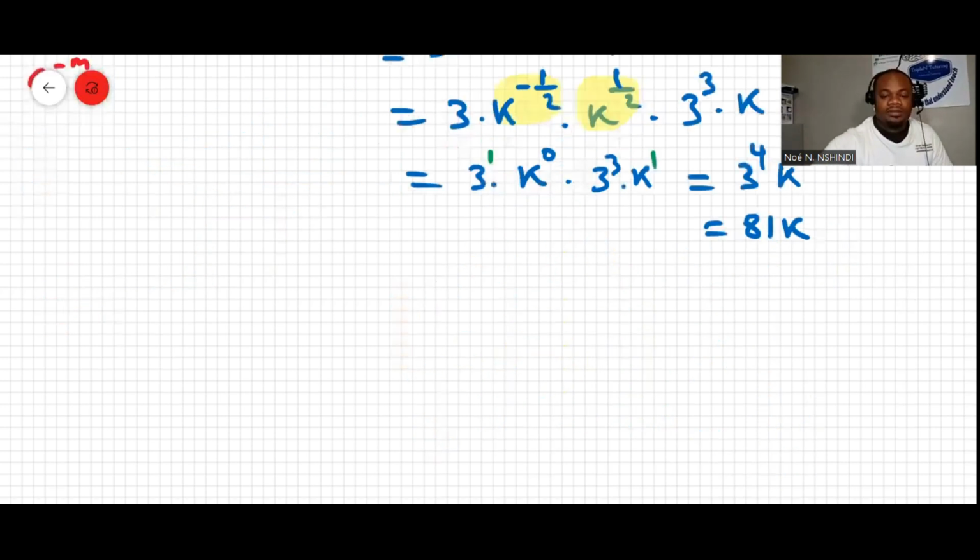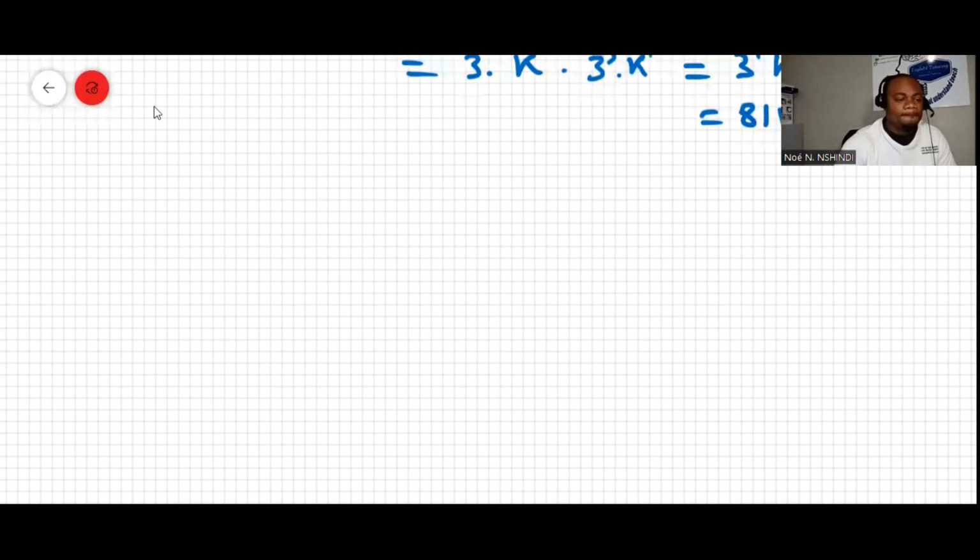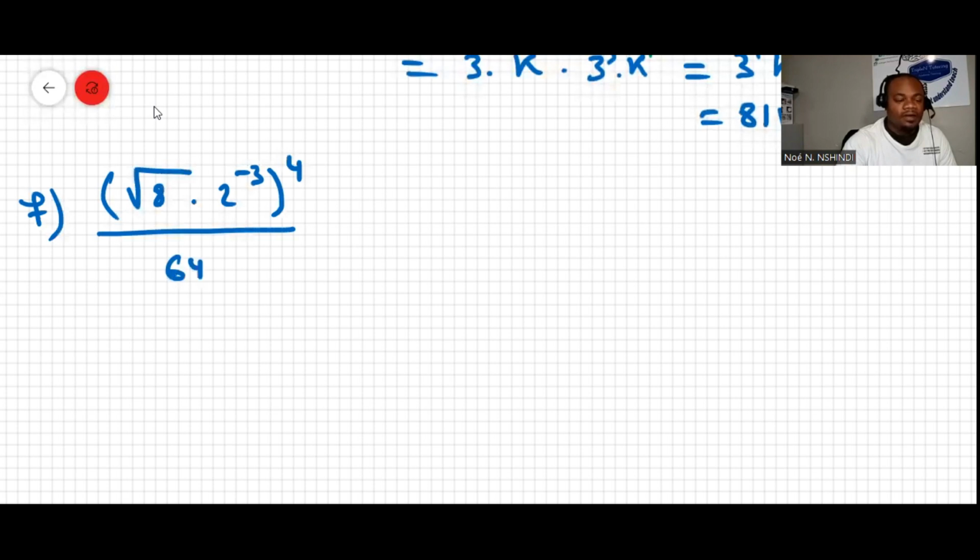Now question F, which is given by the square root of 8 times 2 to the negative 3, all to the power of 4, all over 64 to the power of negative a half. Okay. Square root of 8. 8 is 2 to the power 3. Okay, multiplied by 2 to the negative 3 to the power of 4, over 64.